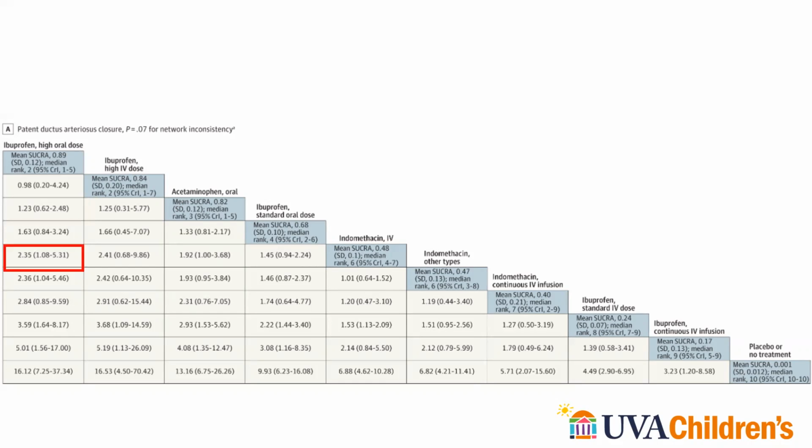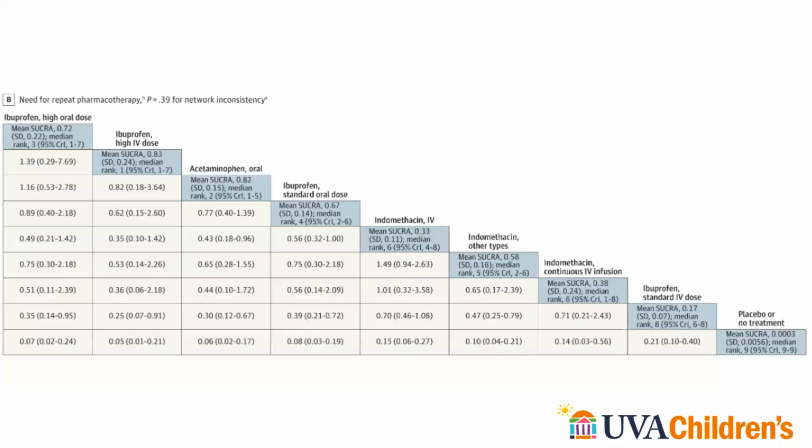But when you compare oral ibuprofen with IV indomethacin, you see the high dose oral ibuprofen performs better, and the odds ratio is statistically significant. So this is the exact same idea with regard to the outcome of needing repeat pharmacotherapy. The modality that had the highest SUCRA score overall was the high dose IV ibuprofen, but it was not much different from oral acetaminophen, 0.83 and 0.82 respectively.